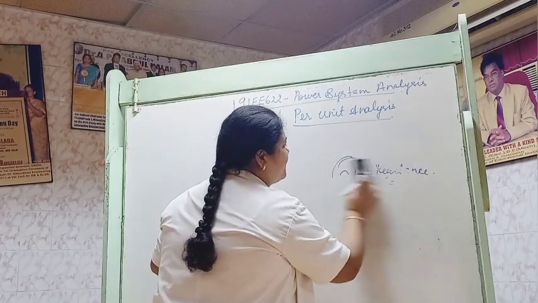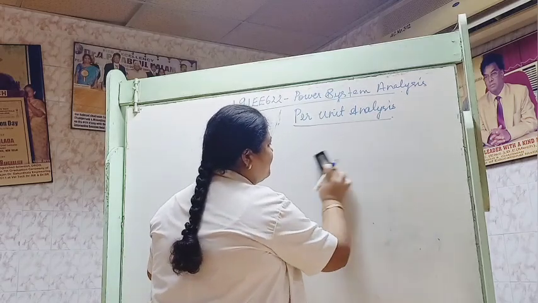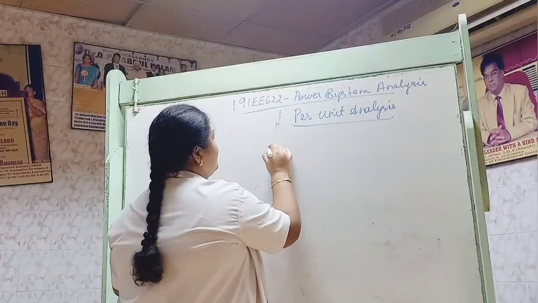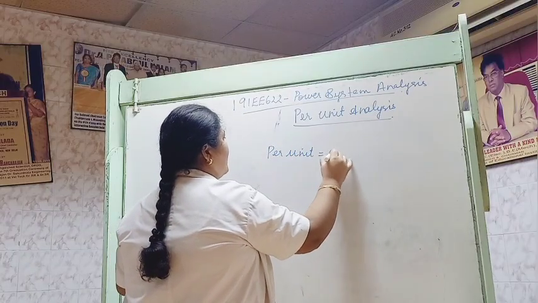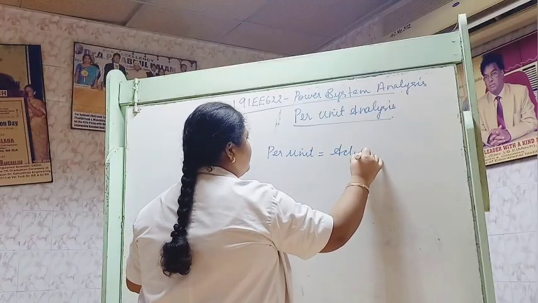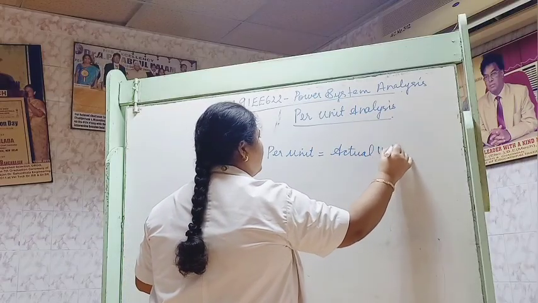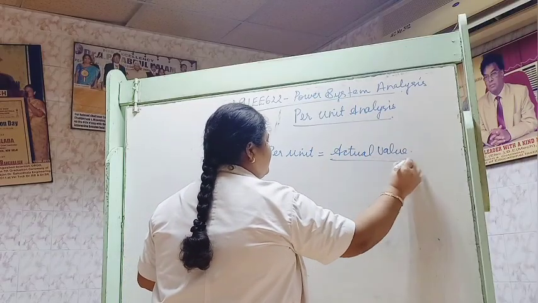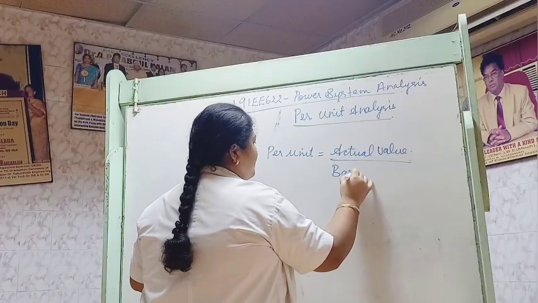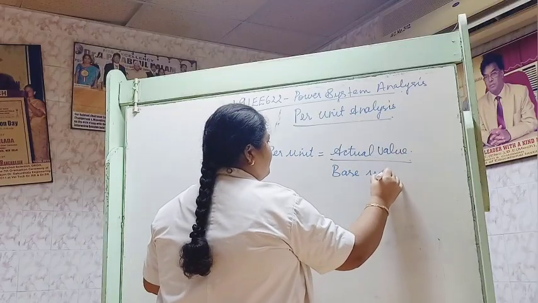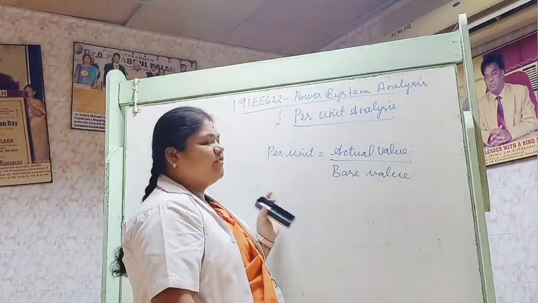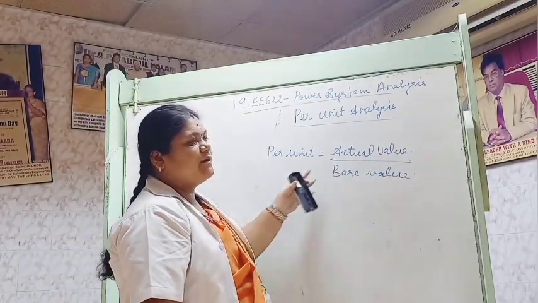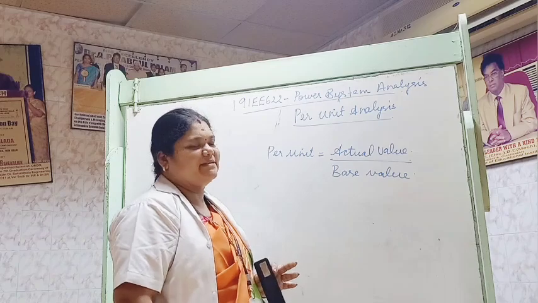How will you find the per unit? We have a formula for per unit. Per unit is equal to the ratio of actual value by base value. So this is the actual formula of per unit: per unit is equal to actual value divided by base value.